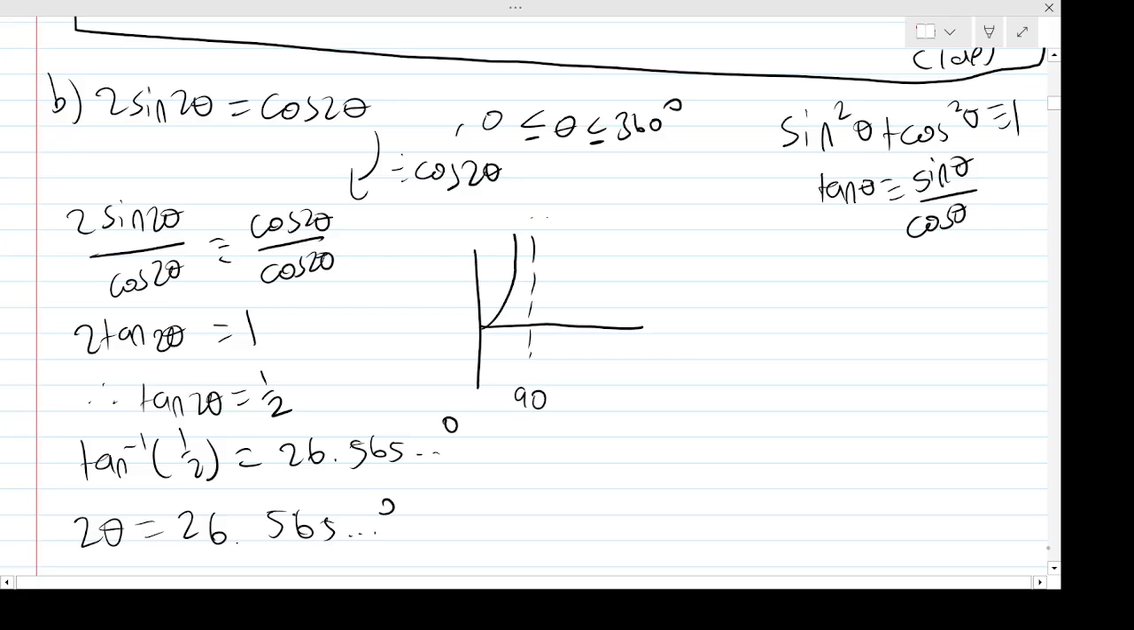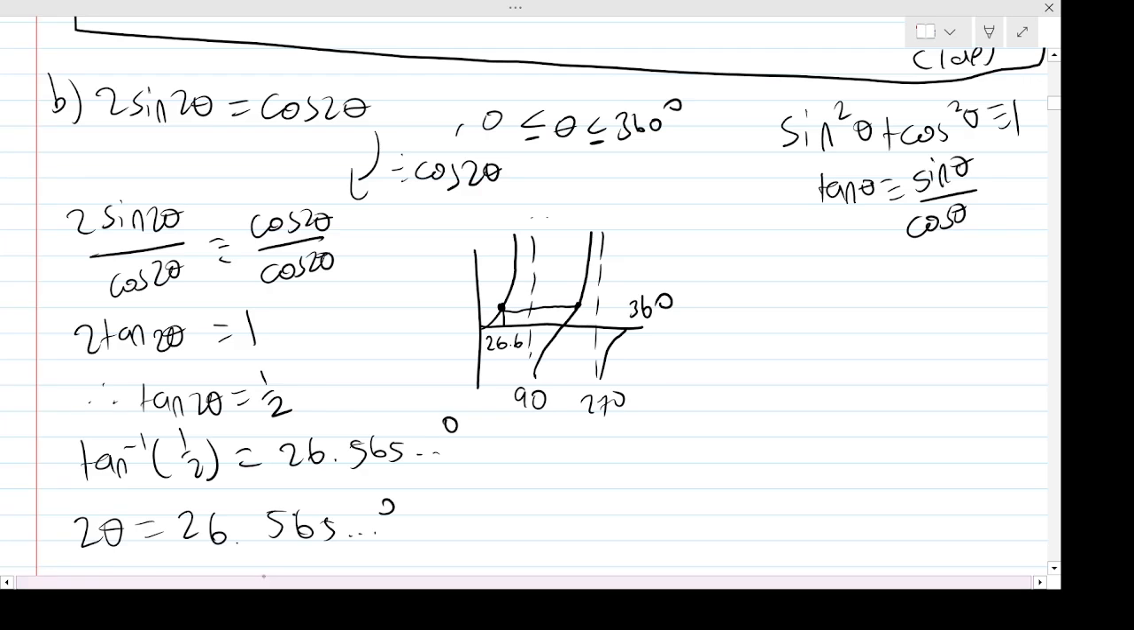So then we would have 90 there, 270, and then 360 there. So our first solution is 26. That would be about there, right? This is 26.6. So then the other solution is 180 away, right? Because that's when the tan graph's repeating.